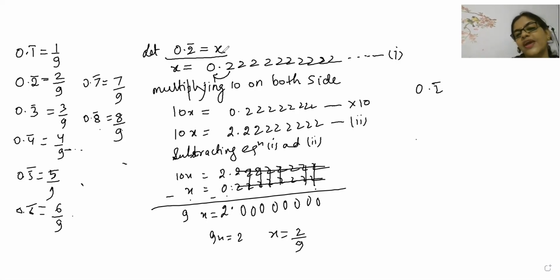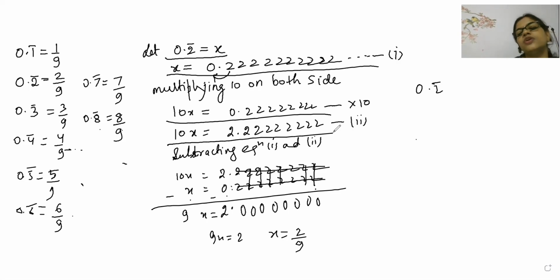For two numbers, how to solve it? 0.2 bar is equal to x. Then what have we done? We open the bar and the number will continuously repeat. Now multiplying 10 on both sides, it becomes 10x is equal to 2.22222. Now we subtract equation 1 from 2, bigger number by smaller. Then the 2, 2, 2, 2 will get cancelled. Before the decimal, 2 minus 0 will be 2. So 9x is equal to 2, so x is equal to 2 by 9.